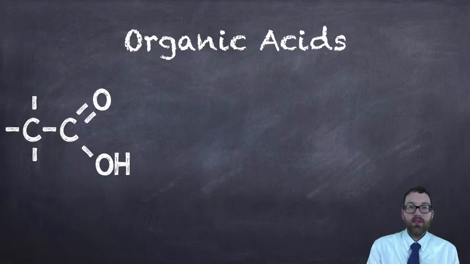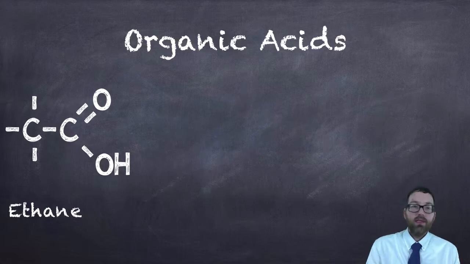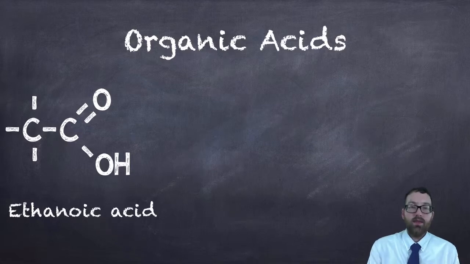We have 2 carbons in our carbon chain, so it's going to get the prefix eth. And if it was just CH3CH3, it would be ethane. But it's not. I have a functional group here. I have an organic acid functional group. So I drop the E and I add the new suffix oic and then the word acid. So this is ethanoic acid.